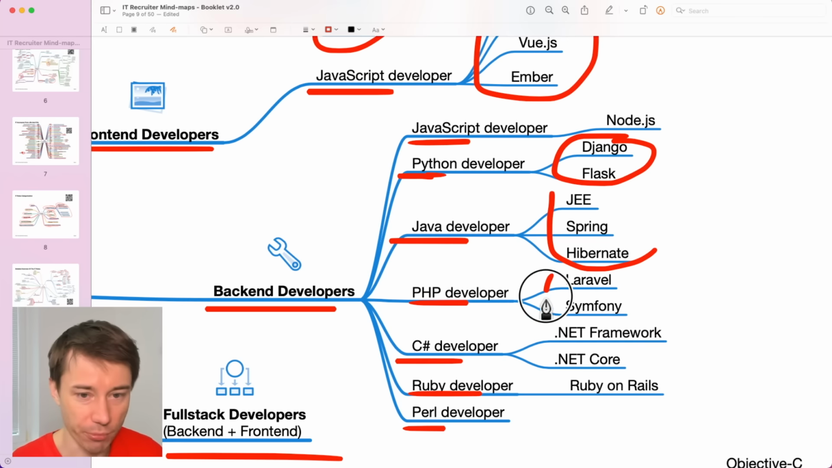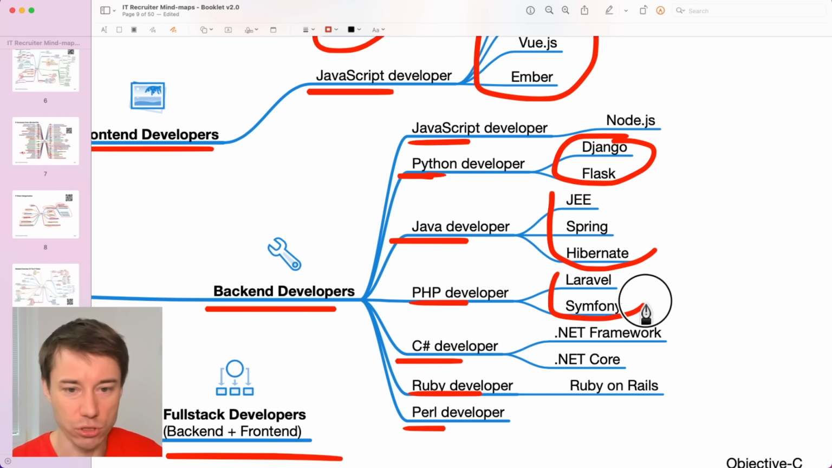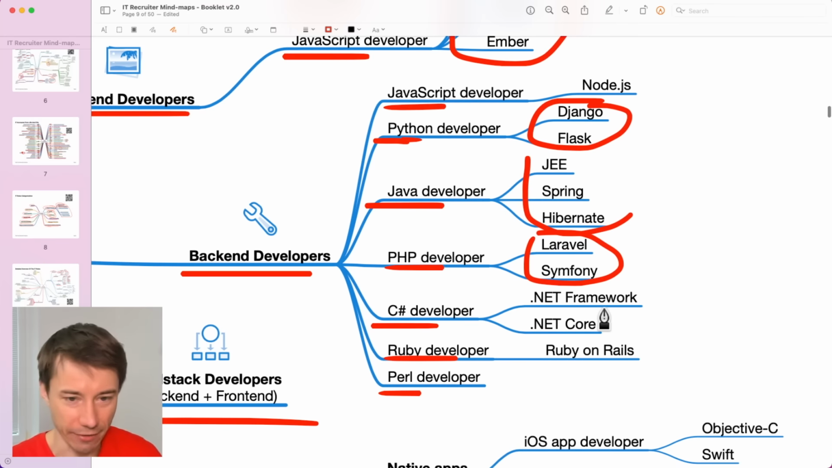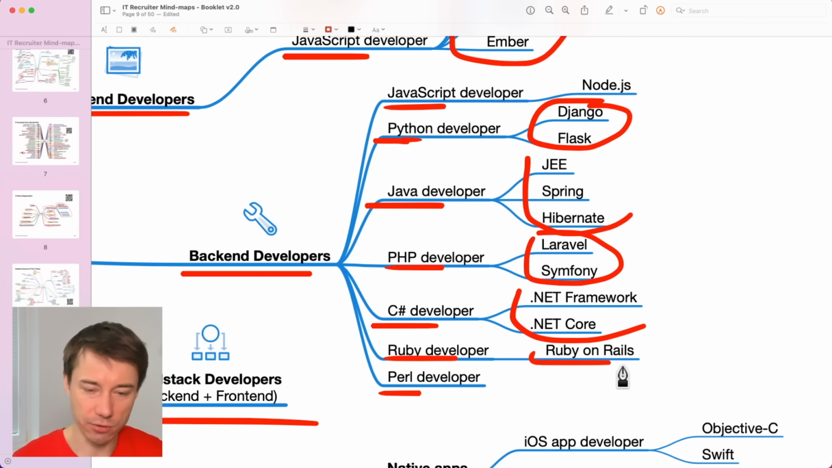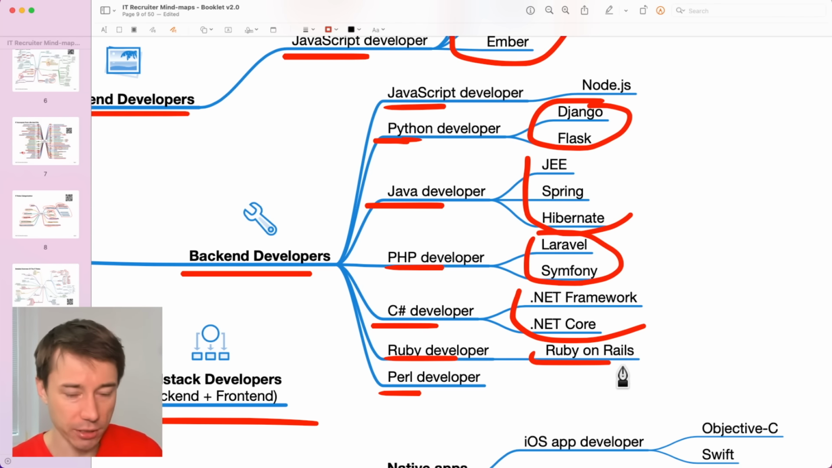Or PHP developers, for example, can use either Laravel or Symfony to start new projects. They don't have to reinvent the wheel. They don't have to start with a blank sheet of paper. C# developers would use .NET Core, .NET Framework. Ruby developers would use Ruby on Rails. So there are certain frameworks. And why is this important, you may ask?